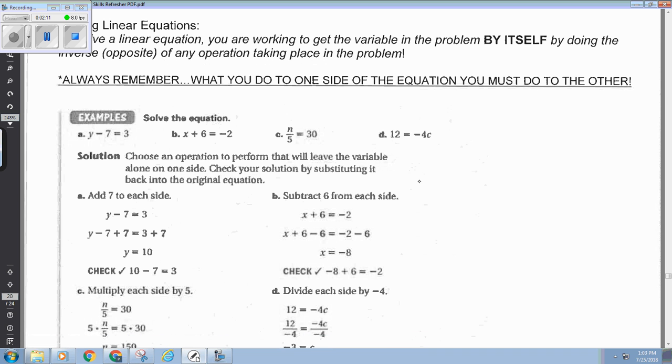So, solving linear equations in its basic form. To solve an equation, you are taking the opposite of any operation taking place in the problem. So that literally means you have to know what your opposites are. Opposite or inverse operations.